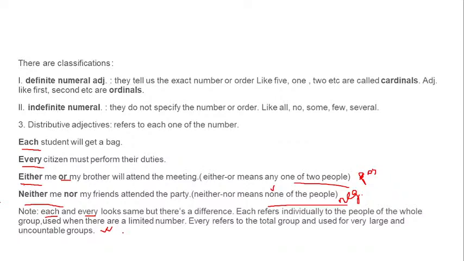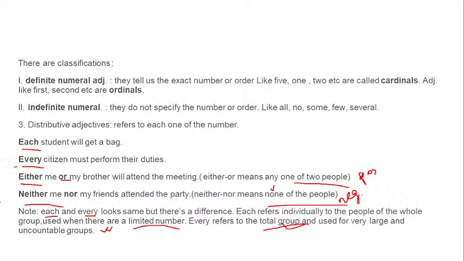Each usually refers to individually. Okay, each refers individually to the people of the whole group. If I say each of my friends got a chocolate, I gave chocolate to each of my friends. That means I distributed chocolates individually to each of them. Okay, and it also gives you an idea of limited number, because friends we can count, so that will use each, and every will be used for a total group which is very large.